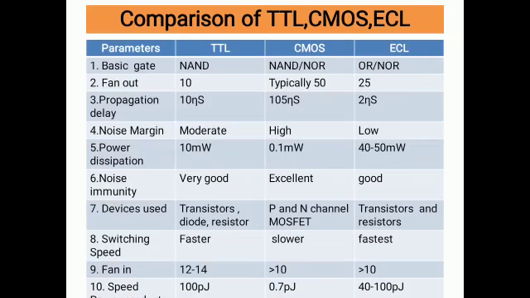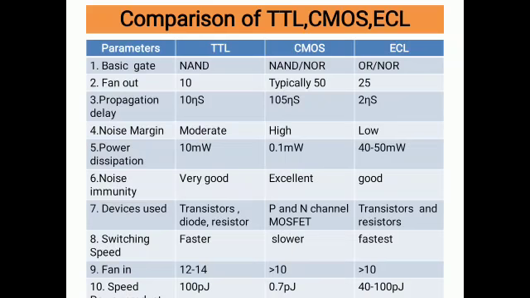As we have seen, fan out is the number of gates which can be connected to the output of a gate. So the TTL gate can drive 10 similar logic gates. So fan out is 10, and for CMOS it is 50, for ECL it is 25. So fan out of CMOS is high, which is the advantage of CMOS.